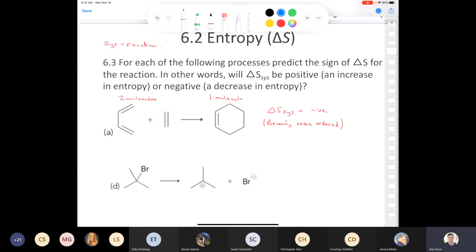The next one, we're going from one molecule to two. So we're going from one to two things. And so the delta S for the system here is going to be positive.